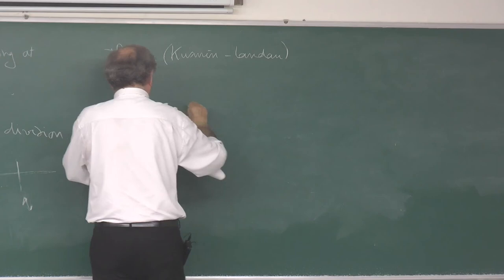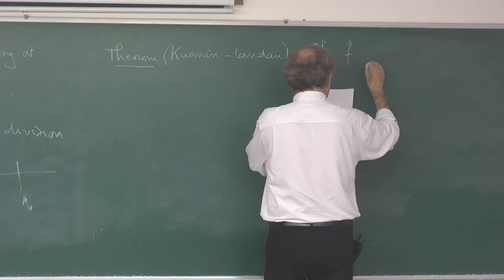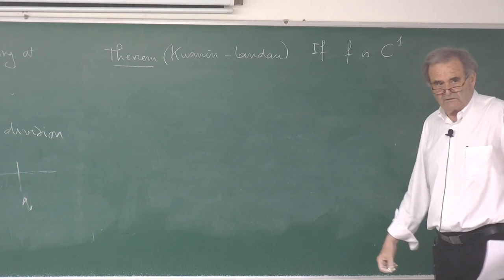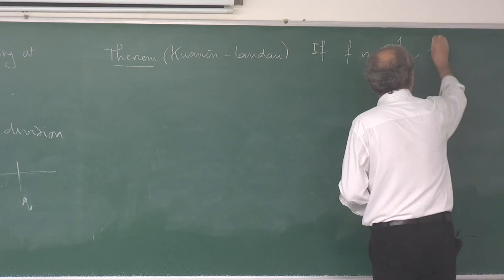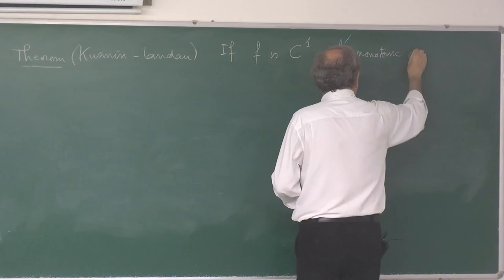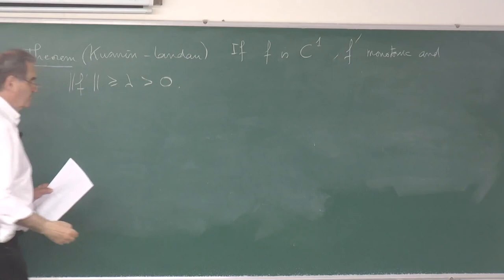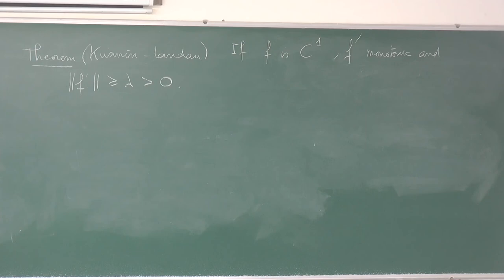We suppose that f is a C1 function, continuous with continuous derivative. F prime is monotonic, and F prime is larger than some positive lambda, either positive or negative. It cannot change sign, because since it is continuous, if you have positive and negative values, it has to go to zero, and this is forbidden.